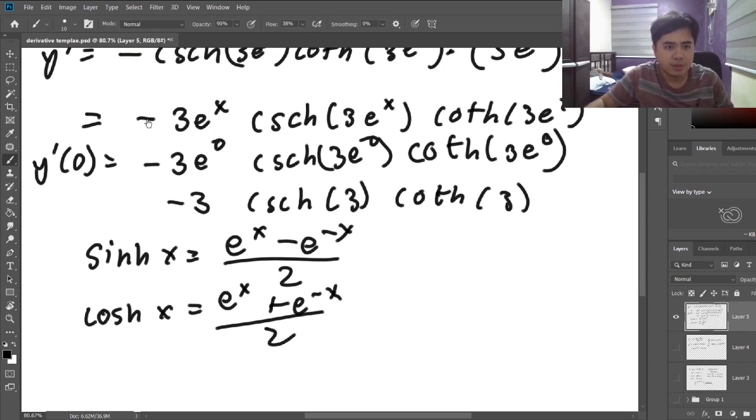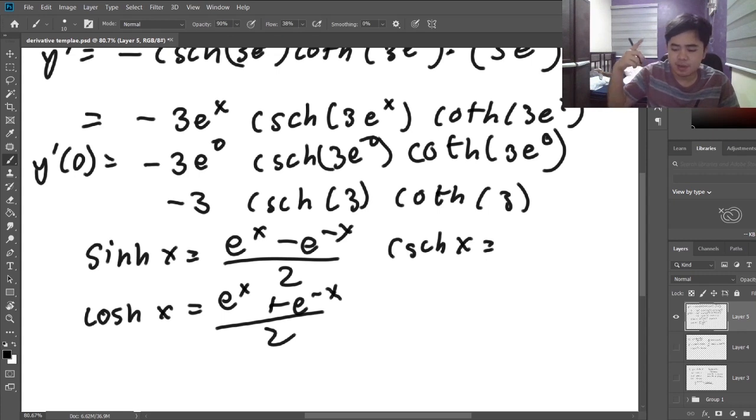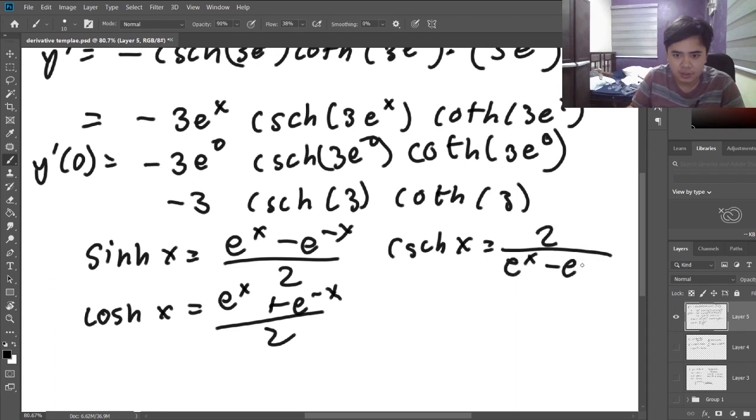Hold on, let me just make sure this is correct. Okay, that is indeed correct. So what we can do to find hyperbolic cosecant is just flip this on its head. Since hyperbolic cosecant is the reciprocal of sinh, we can find the reciprocal of this in order to get hyperbolic cosecant. So it's 2 over e^x minus e^(-x).